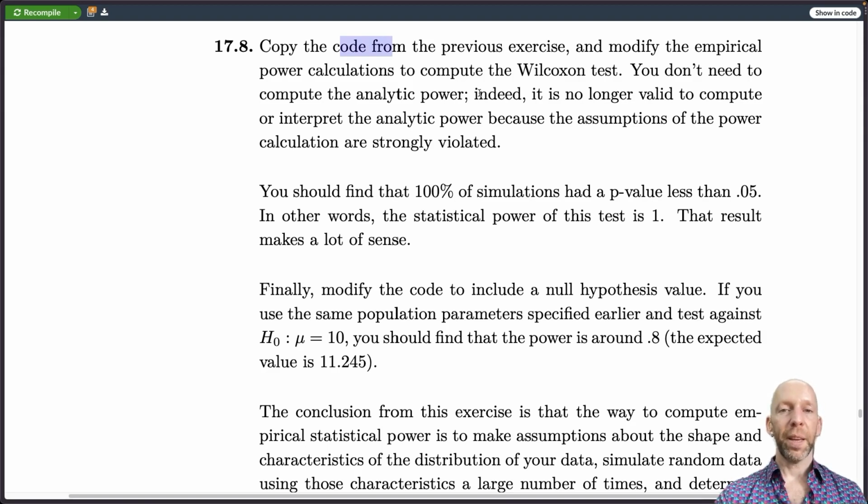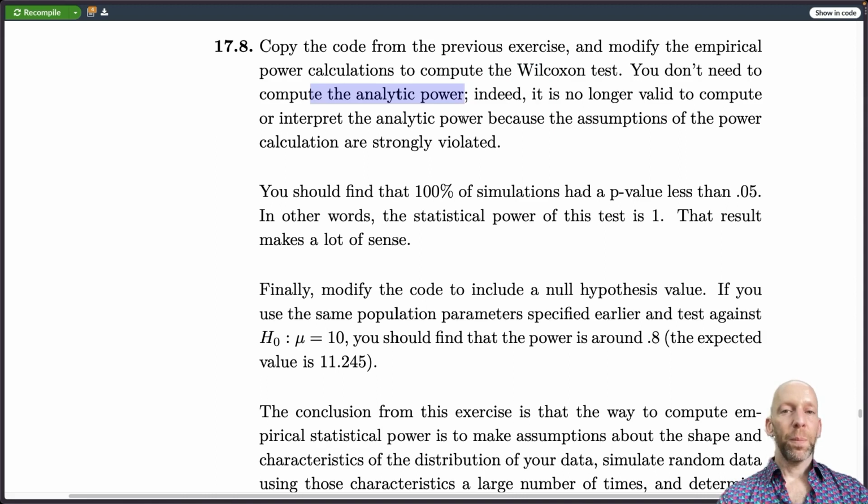make 2 modifications. The first modification is you want to use the Wilcoxon test instead of the t-test. Remember from the chapter on t-tests that the Wilcoxon test is a non-parametric alternative. It evaluates the median of a data set, and it doesn't matter what the distribution characteristics of that data set are. So use the Wilcoxon test instead of the t-test. And the other modification is to just get rid of the analytic power. We already know that that is going to give us nonsensical, non-interpretable results. So just get rid of it. We don't care about it anymore.